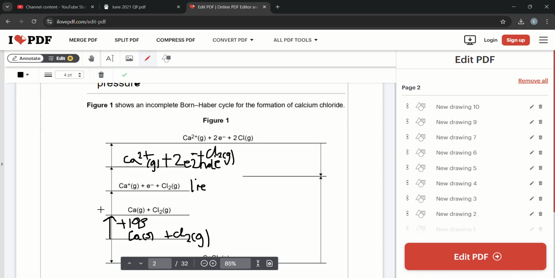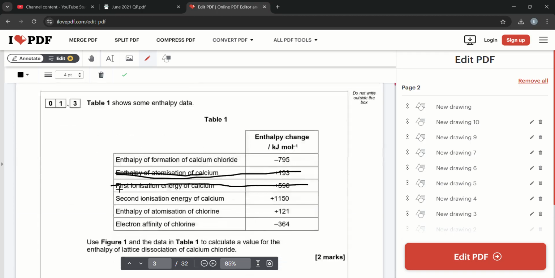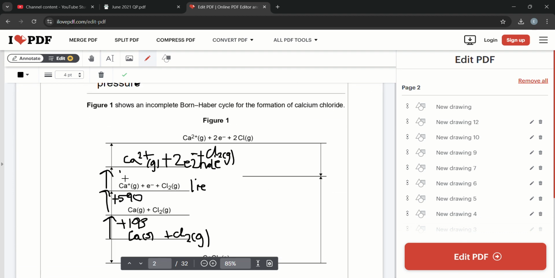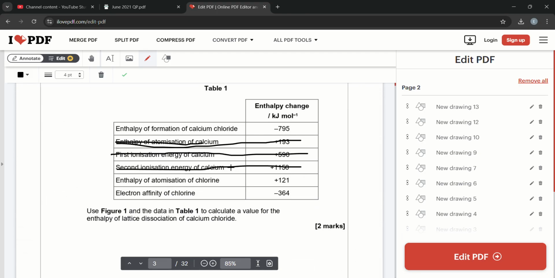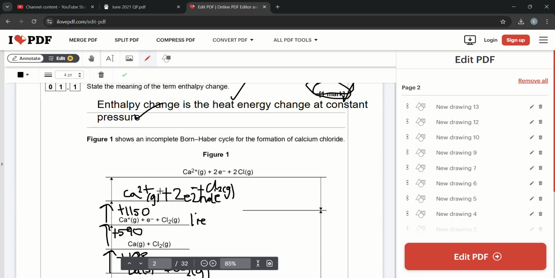This one's the first, plus 590, plus 1150. Yeah, so if it's asking for calcium, we're changing calcium from a 1+ to a 2+, therefore we need to have 2 electrons to get an overall charge of 0, and the chlorine just remains the same.